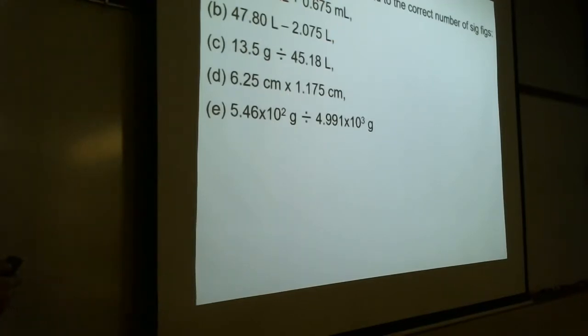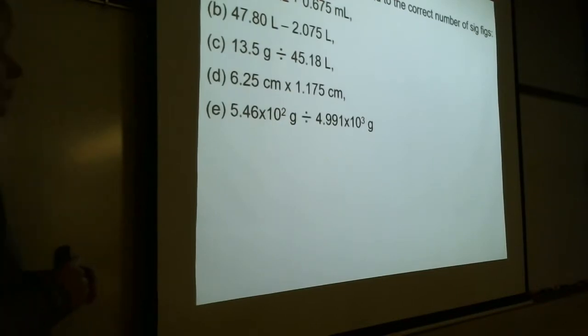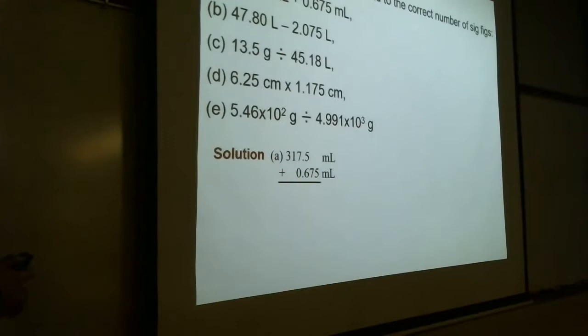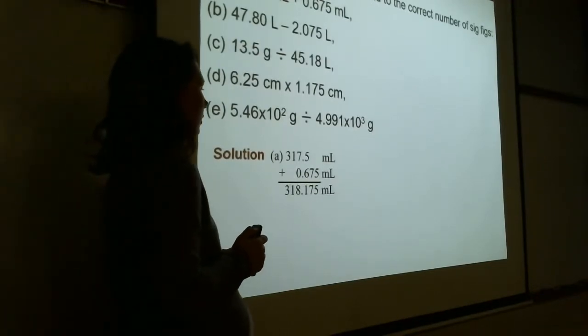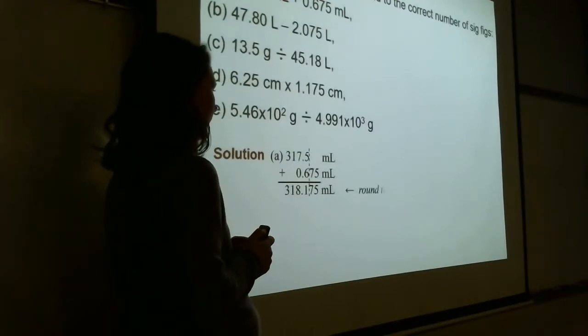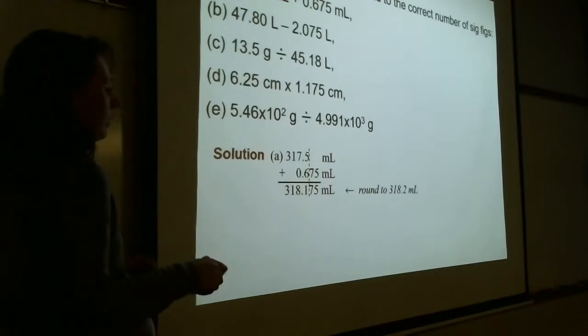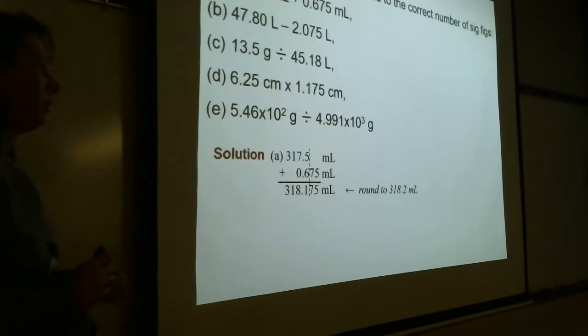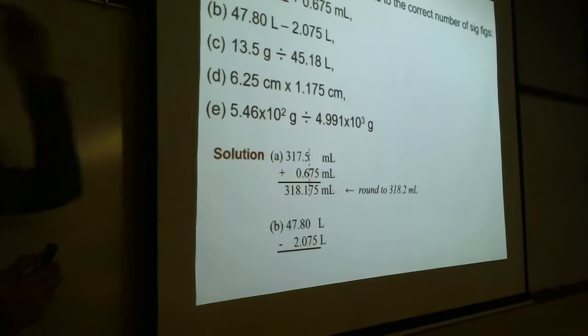Okay, so for part A, this is addition. So are we going by total sig figs or decimal places? Decimal, right. So we're going by decimal places. So my final answer can only have how many decimal places? One, right? So 318.2, and milliliters plus milliliters gives me milliliters. So my final answer is 318.2 mL. Questions on A? Did you get it right? If you made a mistake, that's what's important. Let's do B.